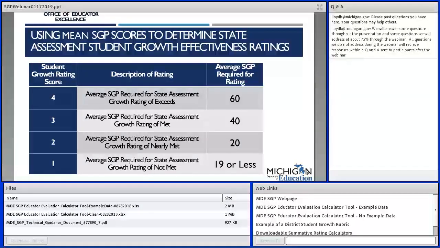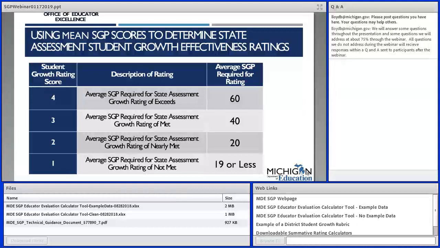MDE provides recommended averages or means of student growth percentiles to determine different ratings. These ratings are based on a number of different criteria, including recommendations from our technical advisory committee that included the inventor of student growth percentiles, Damian Betebenner, as well as other experts in using student growth percentiles within educator evaluations. Also an analysis of what other states are doing and analysis of student growth percentile research.